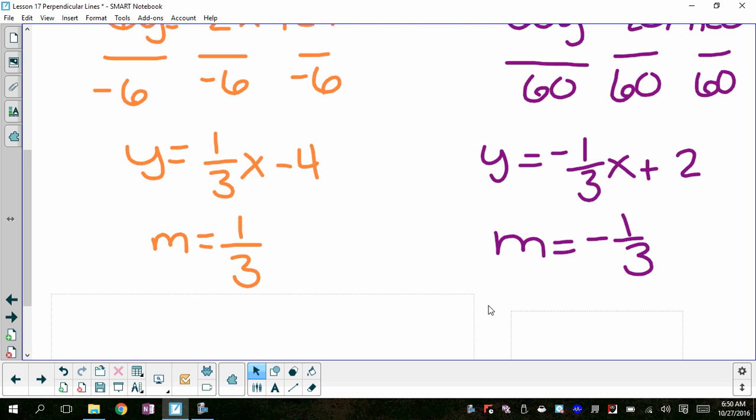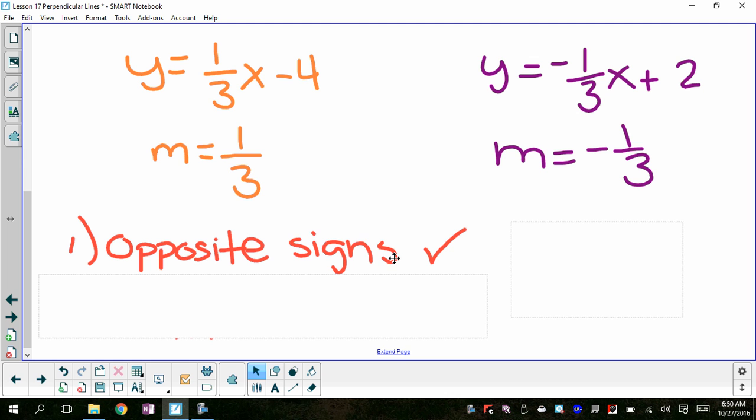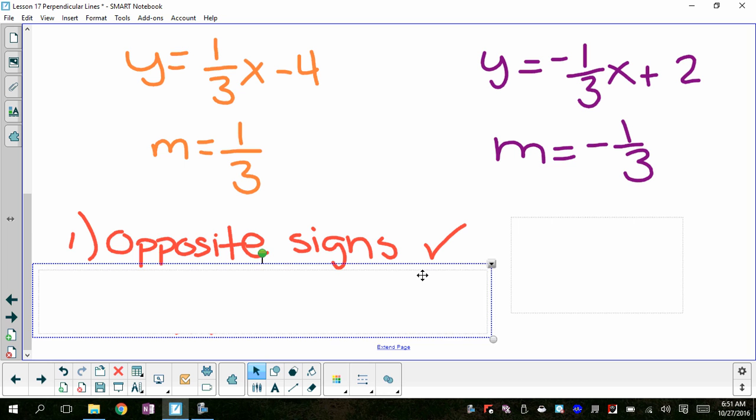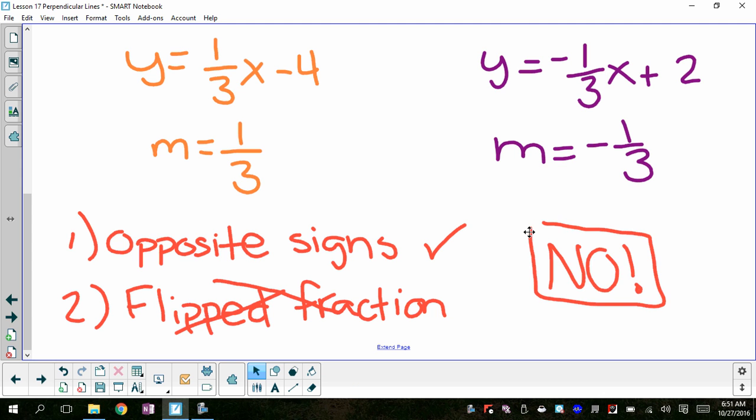So let's compare these two slopes to determine if they're perpendicular. They do have opposite signs. The one in orange is positive, the one in purple is negative. So step one is good. But they are not flipped fractions. They both are 1/3. They just have different signs. So we cannot say that these are perpendicular. If you were to graph these two lines, they would eventually intersect at some point, but they wouldn't create right angles, so they're not perpendicular lines.